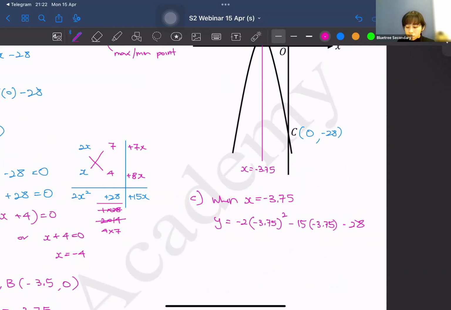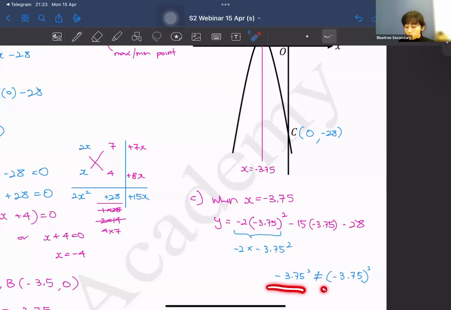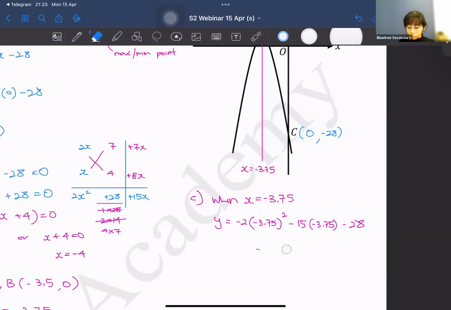Why I want to do that is because some students, what they type into the calculator to evaluate this front part, they type in negative 2 times negative 3.75 squared. This is wrong. So just take note that negative 3.75 squared is not equals to negative 3.75 everything squared. One will give you a negative outcome, one will give you a positive outcome. That means to say your answer will be completely different from the actual answer. So now all you need to do is to type this entire thing in the exact form, including the brackets, into the calculator.